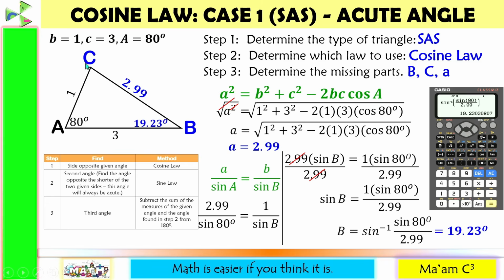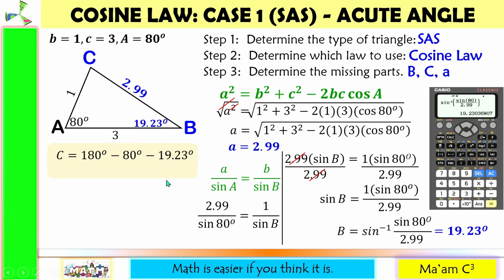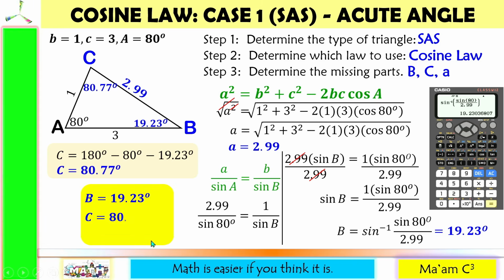And for the last angle, the third step, we simply have to subtract the two angles that we have here from 180 degrees. And this will give us 80.77 degrees. Let me put it here, 80.77 degrees. For the summary, here are the sides and angles that we were able to solve.